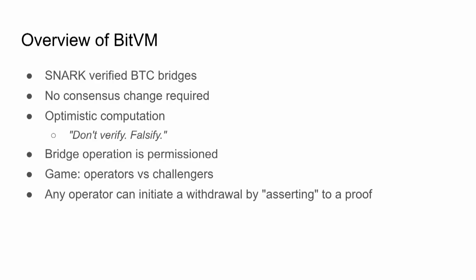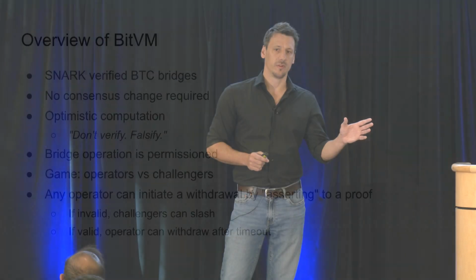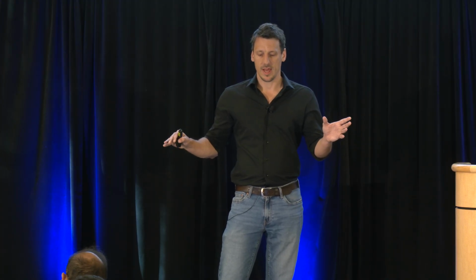And the general idea is the operator asserts to a proof, and then anyone can read that proof from the chain, and if it's invalid, they can slash the operator. And if not, the operator can withdraw from the bridge after some timeout. So that's the general high-level mechanism. The operator asserts to a proof. People can read it from the chain. If it's incorrect, they slash them. And if it's correct, then the operator can withdraw from the bridge after some timeout.